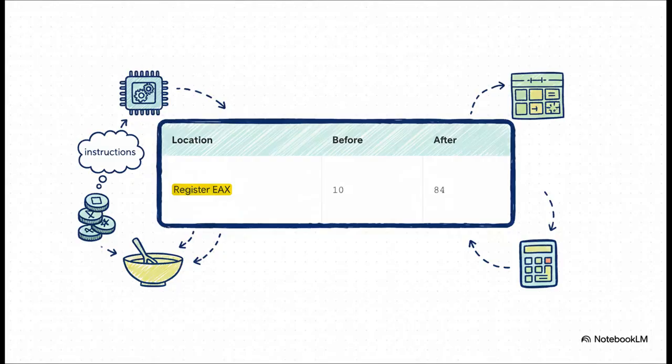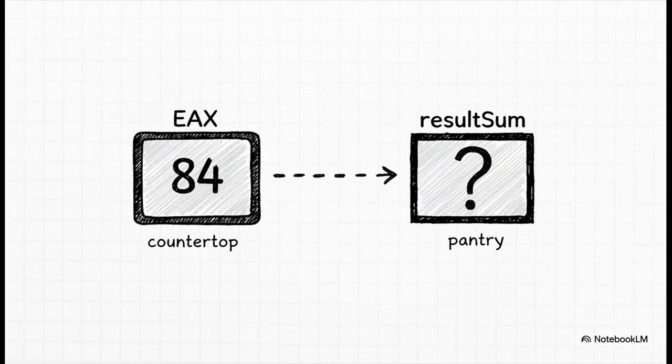So, what's the result? Well, our EAX register was holding 10, and now it holds 84. The addition happens right there on the CPU's countertop, updating our working value at lightning speed. We finished our calculation. Awesome! Now we need to put the results somewhere safe.